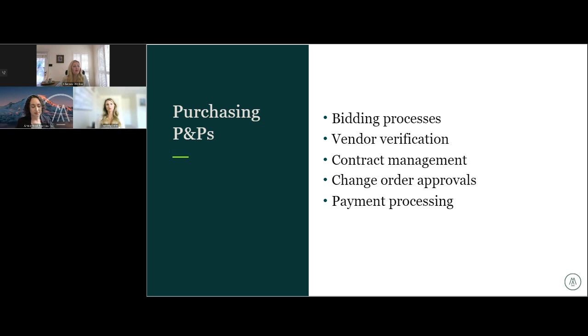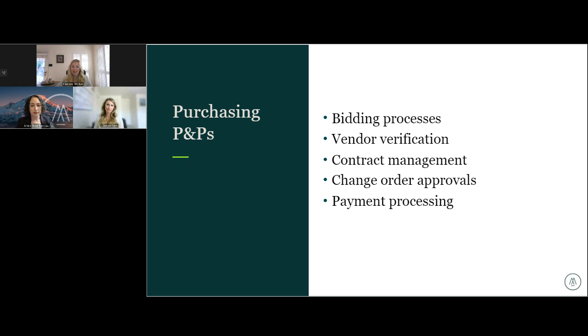How do you have formal written quotes? What about an RFP? What goes into that? And then making sure that you have dollar thresholds for each level of those due diligence levels.